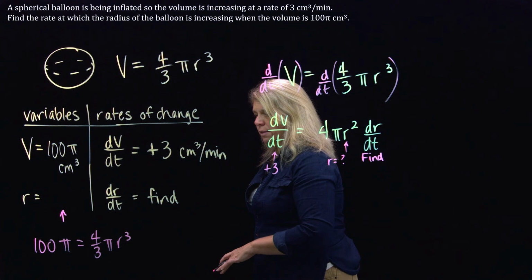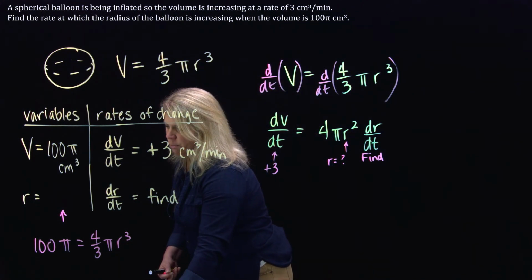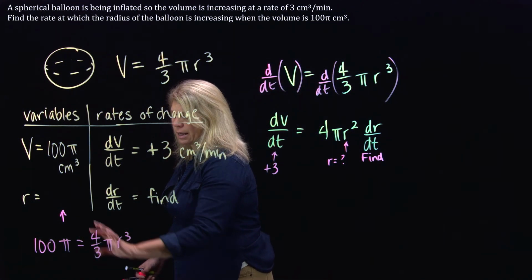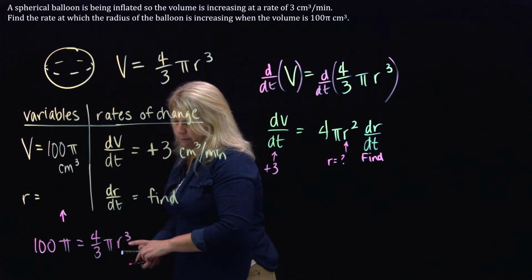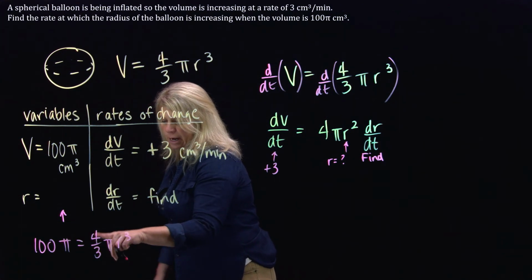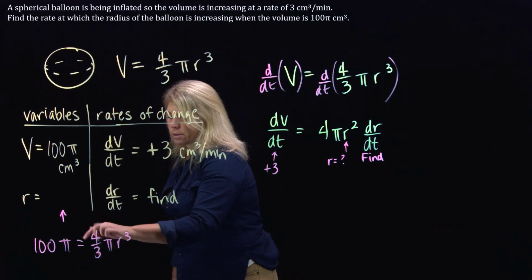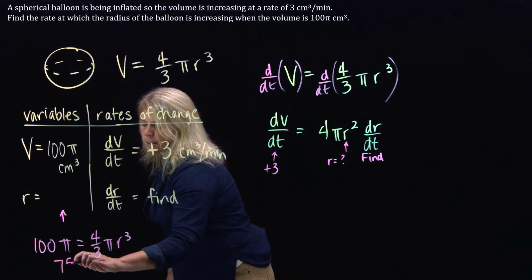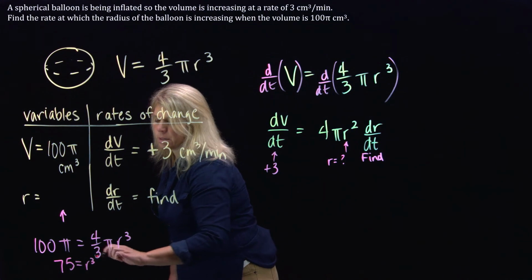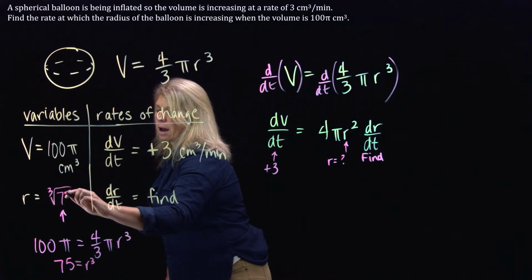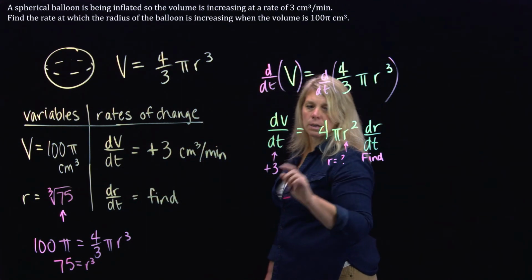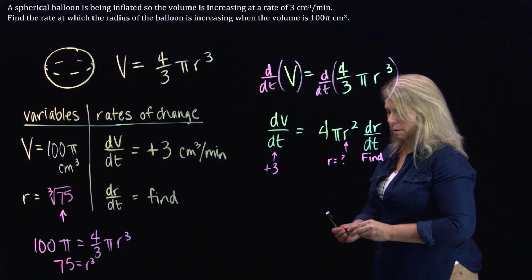So we're just going to solve this for r. We might notice that there's a pi that I can divide into both sides and then multiply both sides by 3/4. So I'm just going to do a little bit of algebra there. If I multiply by 3/4 and divide by pi, I'll get 75 equals r cubed. So our r will be the cube root of 75. And that's what we're going to use here for our r when we solve this problem.